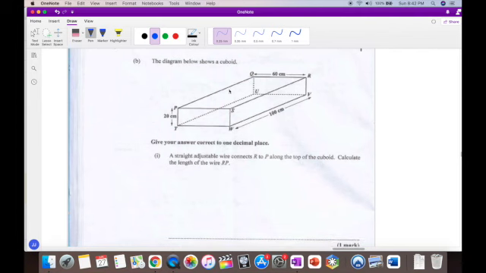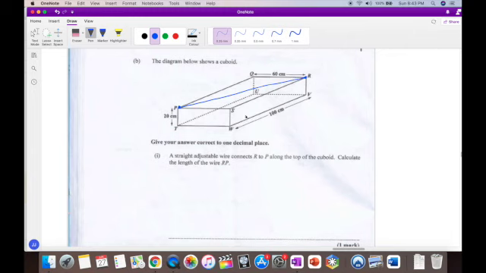So the diagram below shows a cuboid. We have the dimensions of the cuboid. Give your answer correct to 1 decimal place. A straight adjustable wire connects point R here to point P along the top. Alright, so we have a straight adjustable wire connecting point R to point P. Calculate the length of RP.